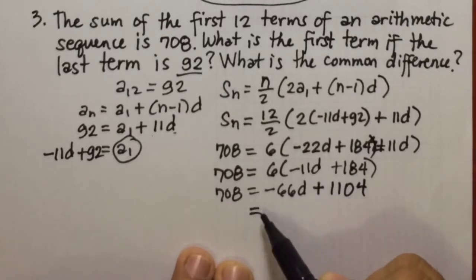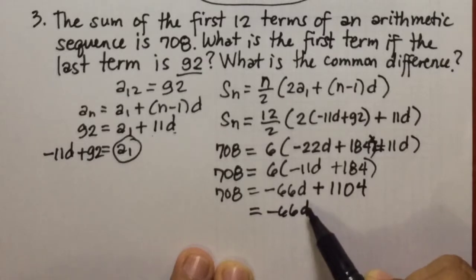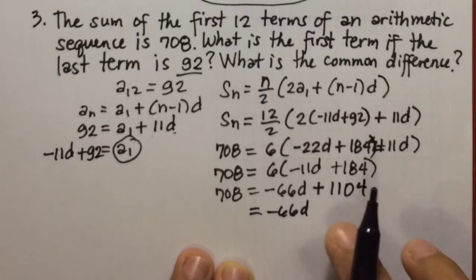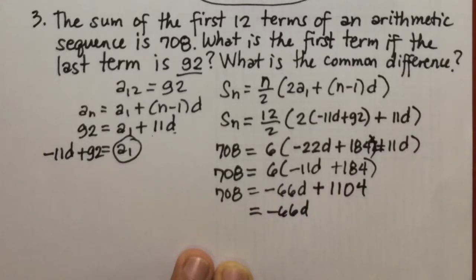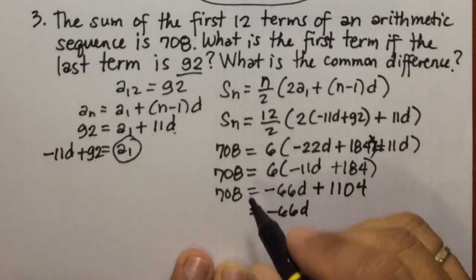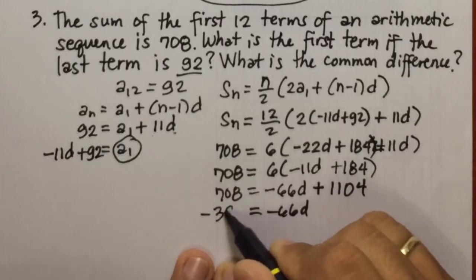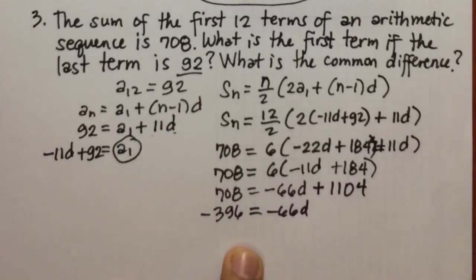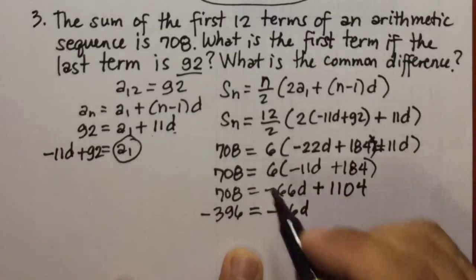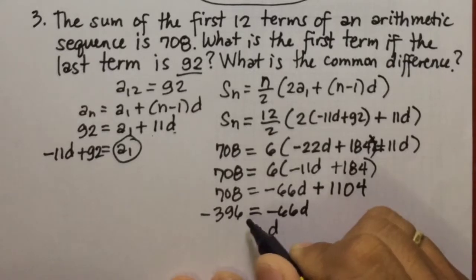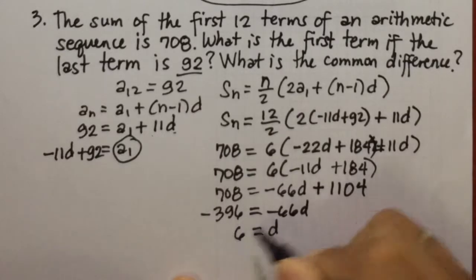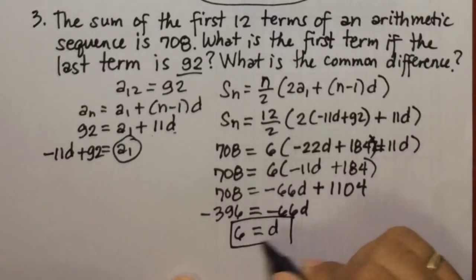So this will be equal to negative 66d, then 1104 minus 708, this is equal to negative 396. And dividing both sides by negative 66, the answer here is d equals 6. So the common difference here is 6.